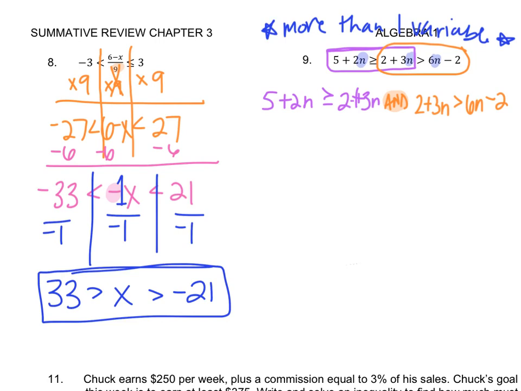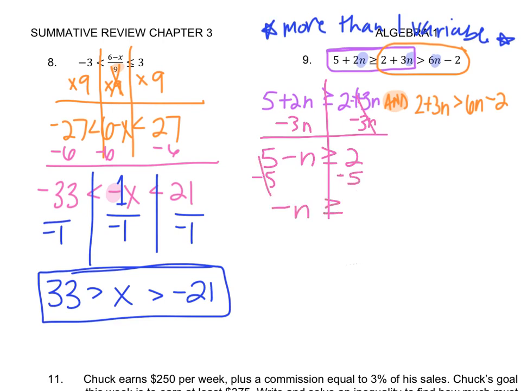So when I solve the first half, it's just regular solving. I'm going to minus 3n on both sides. I have 5 minus n is greater than or equal to 2, minus 5 on both sides, minus n is greater than or equal to -3. And as we've discussed, in front of that n is really a -1. So to get rid of that, I have to divide by -1 on both sides, and when I do so, flip my sign. N is less than or equal to 3.